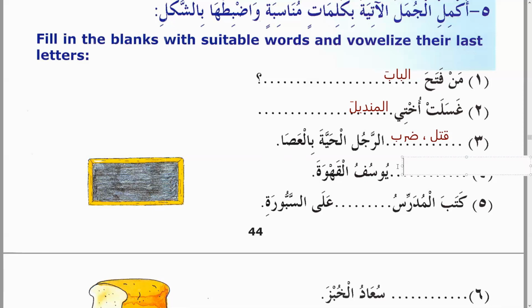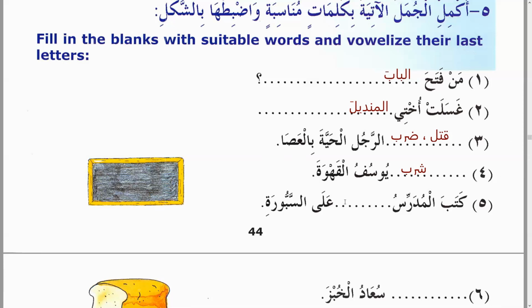Yusuf al-qahwa. Yusuf the coffee. Yusuf did something to the coffee. What can he do? Shariba. Yes, he drank the coffee. Shariba Yusuf al qahwata. Yusuf drank the coffee.